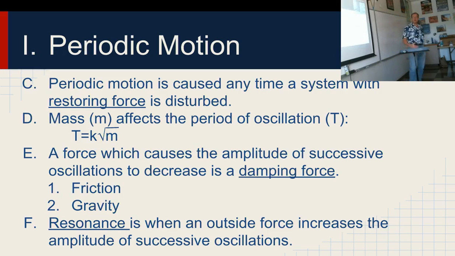Gravity and friction and things like that, wind resistance, slow down an oscillating system, slow down a pendulum, slow down a little brother on the swing. And we call those things damping forces. Not dampening, because that means they're getting wet. But damping means they're slowing down. And so friction and things like that slow down an oscillating system.